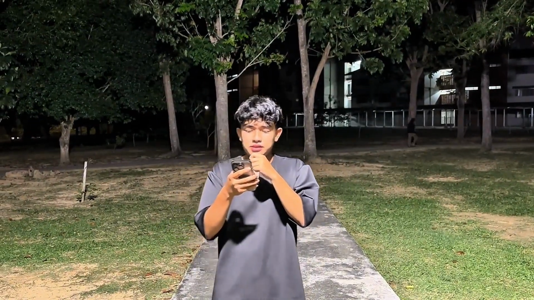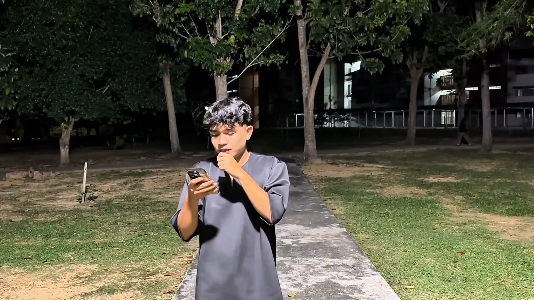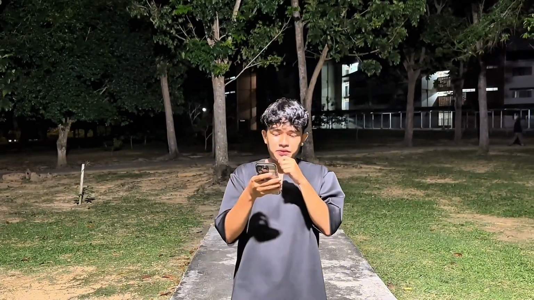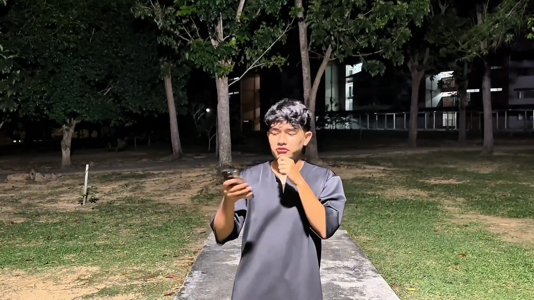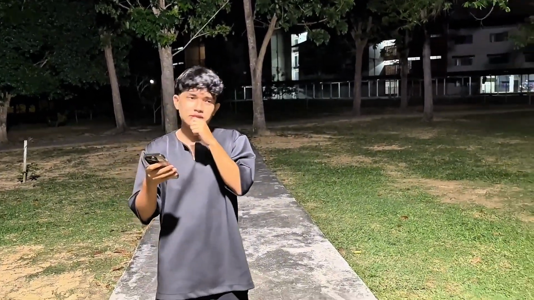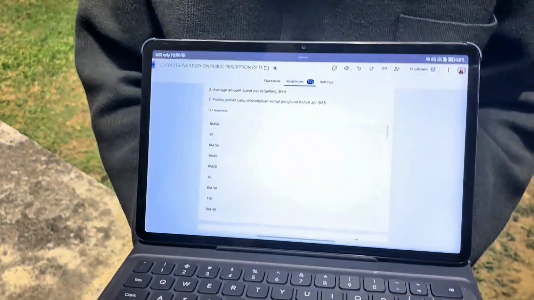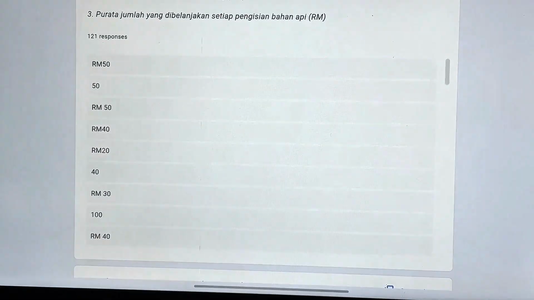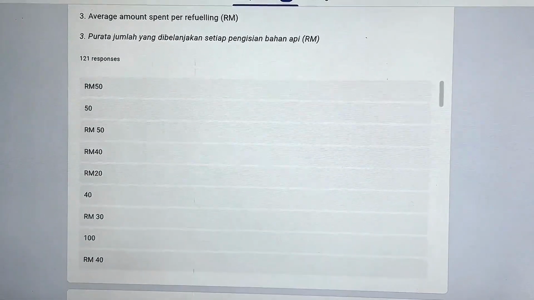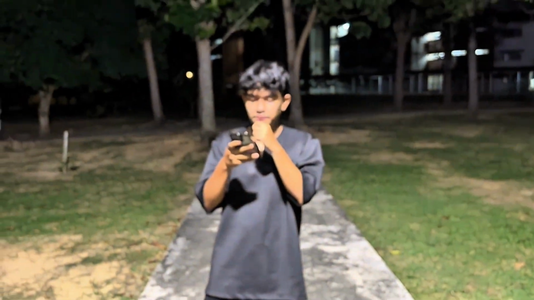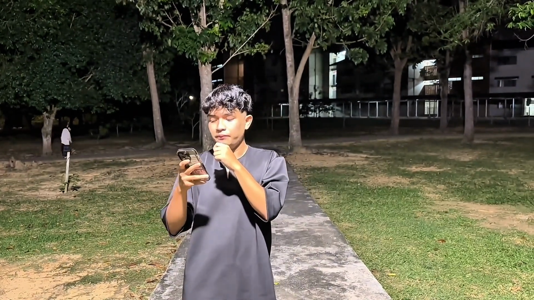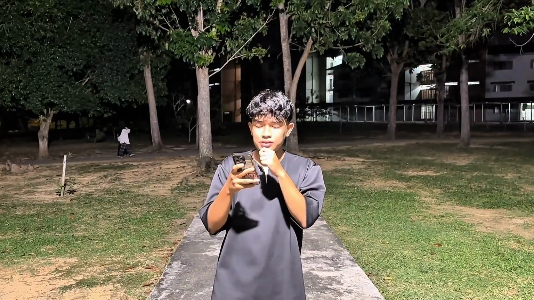So, for our third question, the average amount spent per refueling in Ringgit Malaysia. Because this was an open-ended question, we received a wide range of responses. As you can see from the evidence, while some motorcycle users spend as little as 5 to 10 ringgit, many car owners frequently spend between 50 and 150 ringgit per fill-up.